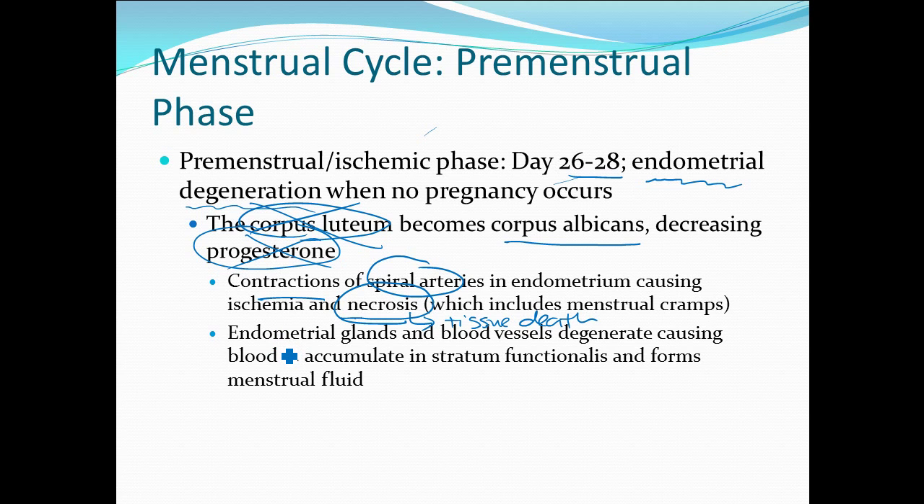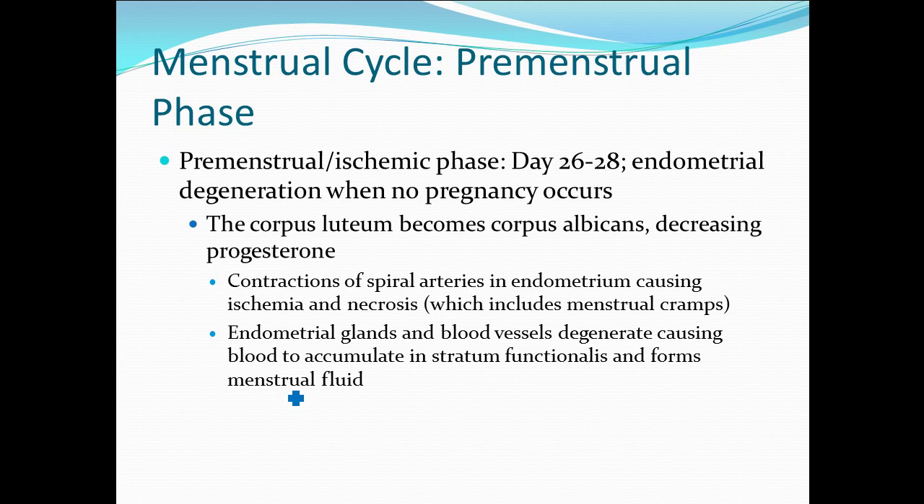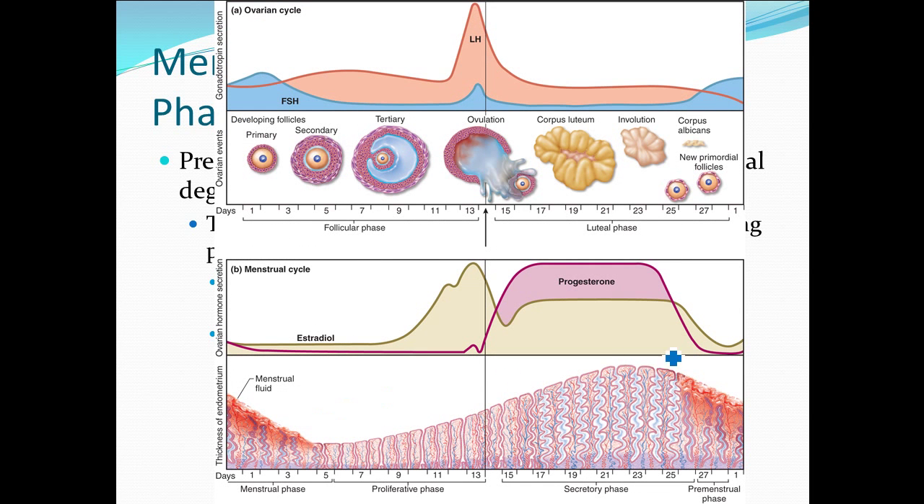The endometrial glands and blood vessels will start to degenerate because there's not enough nutrients going to these areas. That's going to cause blood to accumulate in the stratum functionalis, and this is going to cause the menstrual fluid to begin. So the premenstrual phase is towards this end here. We don't have an actual slide for that.